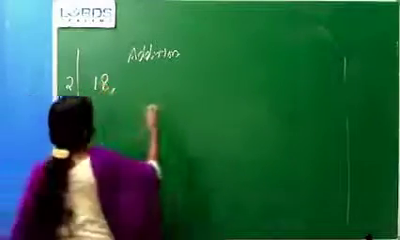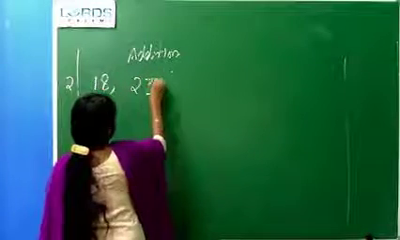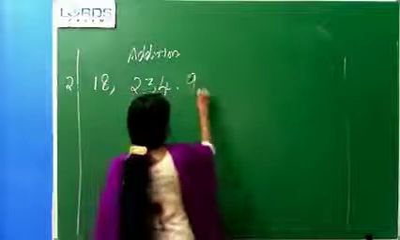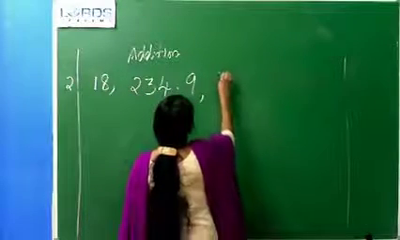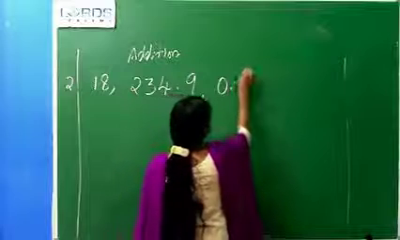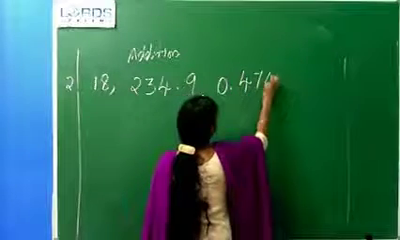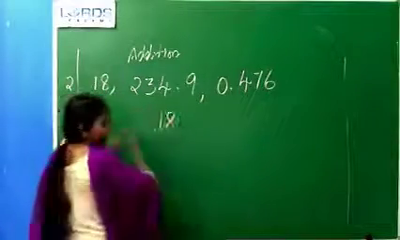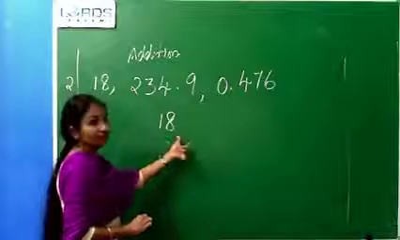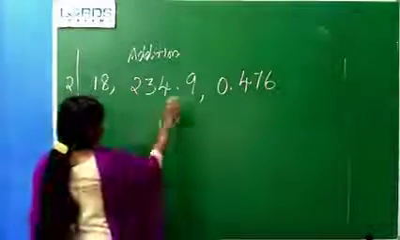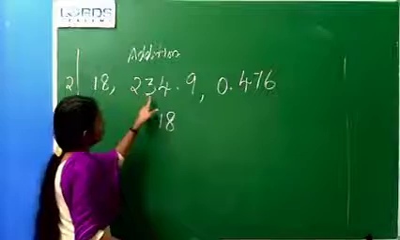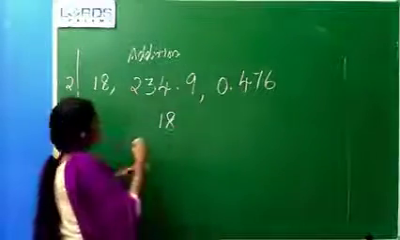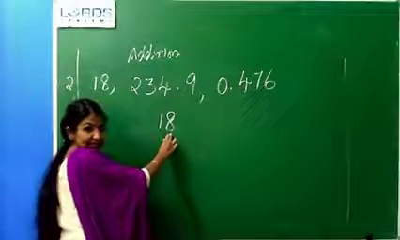18, 234.9, 0.476. First we wrote 18. There is no decimal side. The next one is 234. So in this 18, which is the ones place, it is 8, right?